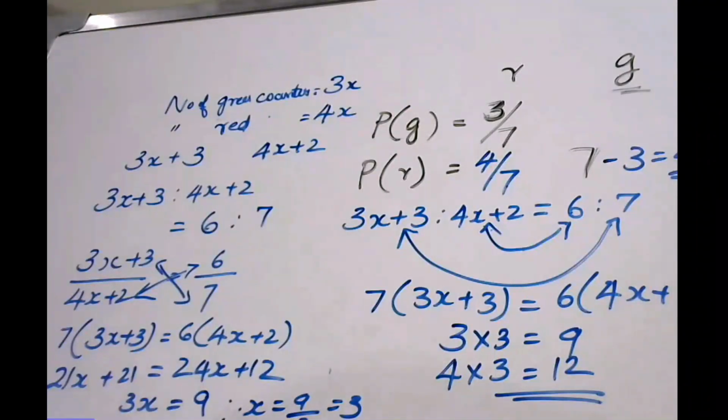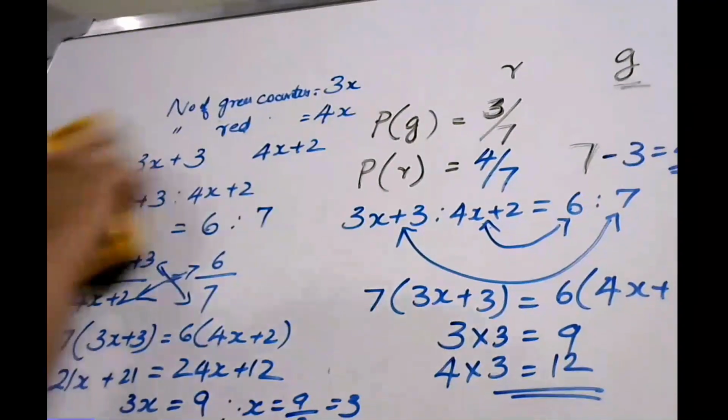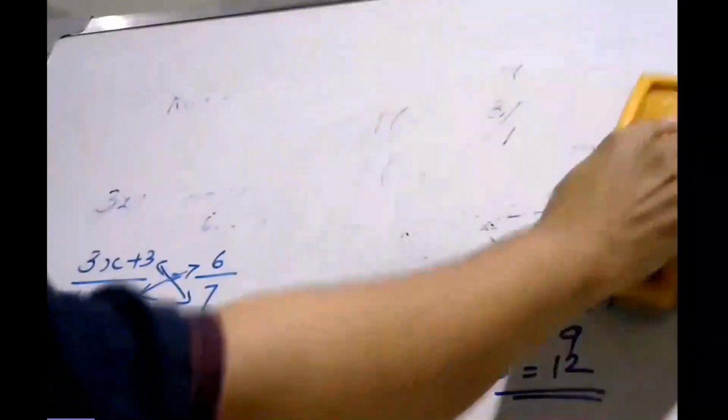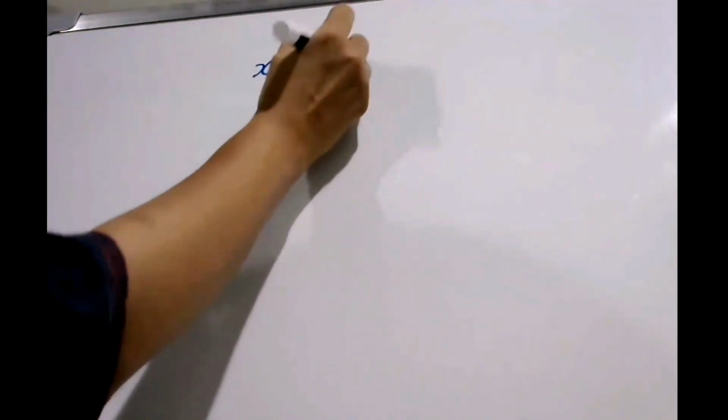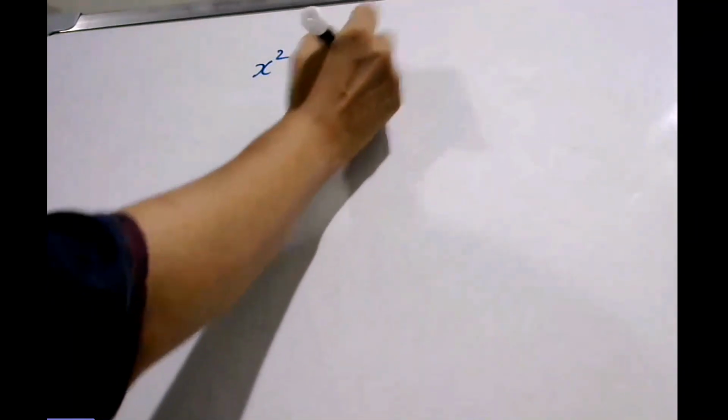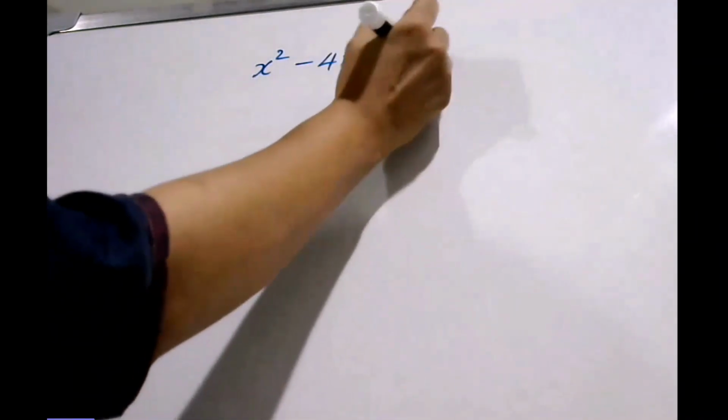This is the next question. This is an algebraic question. You have to solve those two simultaneous equations. Here you're given two equations. The first equation is x squared minus 4y squared is equal to 9.